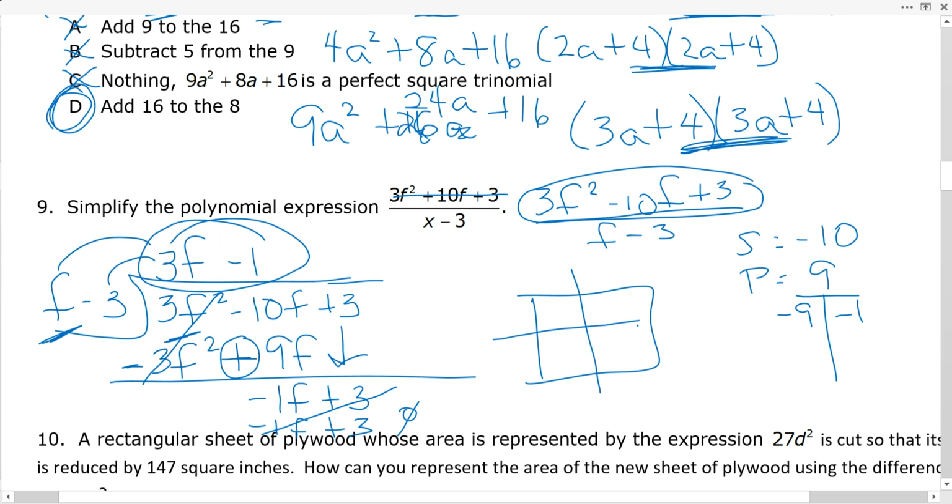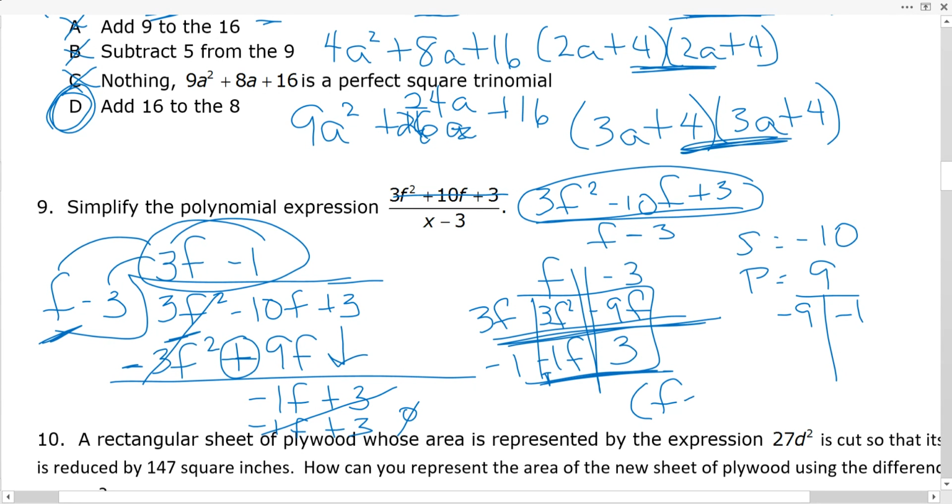So in my box, I'm putting 3f squared. In the bottom right box, I put a 3. My negative 9f and my negative 1f. Looking for greatest common factors, 3f. Greatest common factor, because there's a negative sign right there, negative 1. Greatest common factor up and down is going to be f. Greatest common factor, negative 3, because the negative sign's on top. So here are my factors, f minus 3, 3f minus 1. So this would be the answer when I simplify.